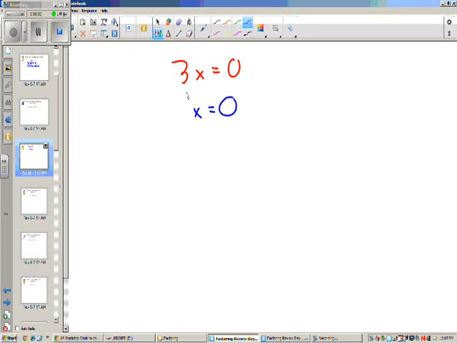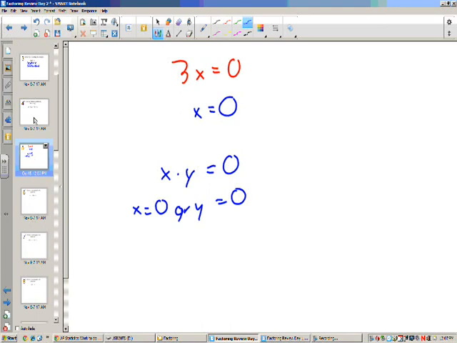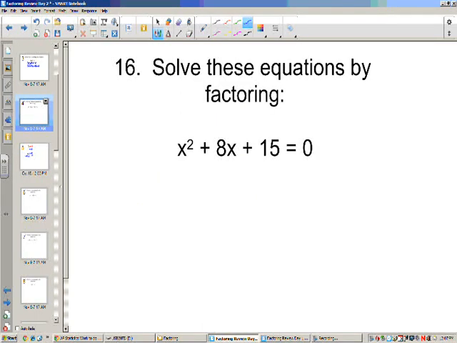Hopefully you're saying 0, because 3 times 0 is 0. What if we have x times y equals 0? What do we know that x has to equal? Well, we know either x is 0 or y is 0. So now we're going to use that to work on this.